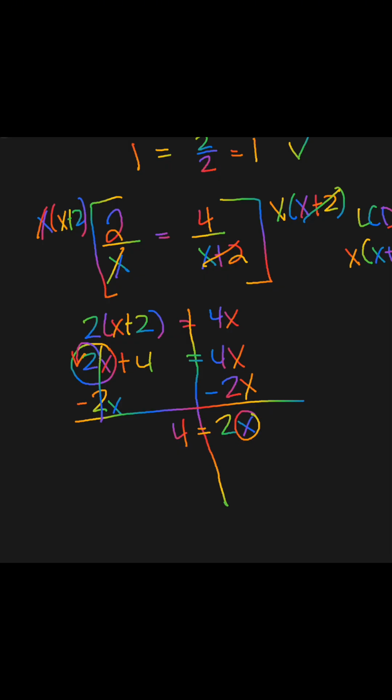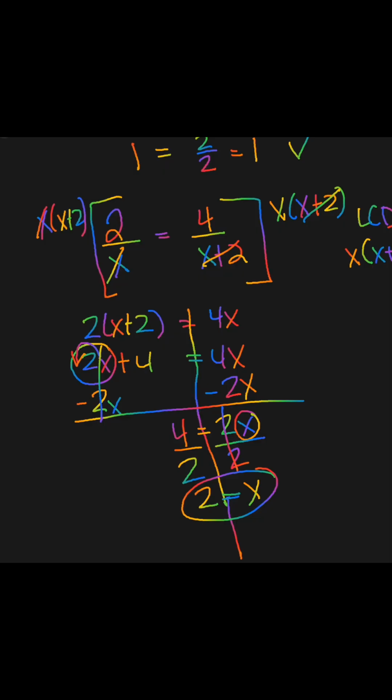Now we're going to isolate that variable. The inverse operation of multiplication is division. So 4 divided by 2 is 2, and x equals 2. And again, we have to check for restrictions.